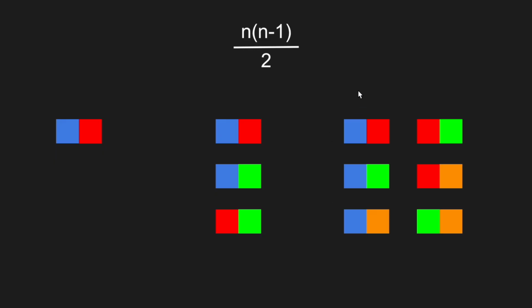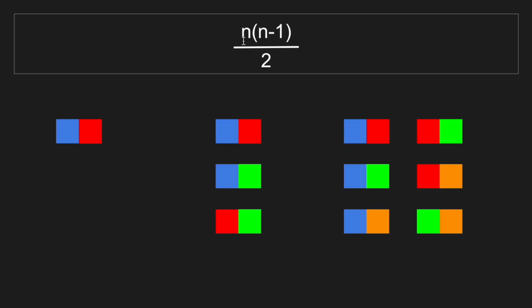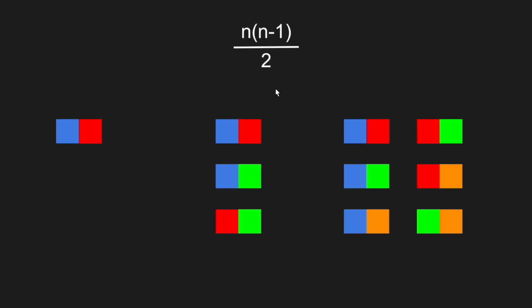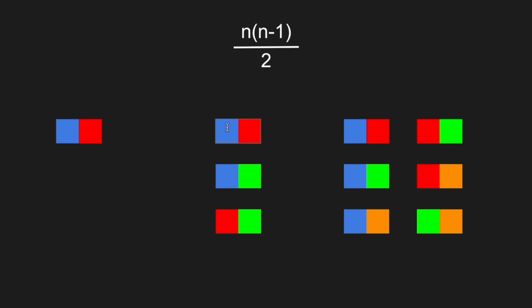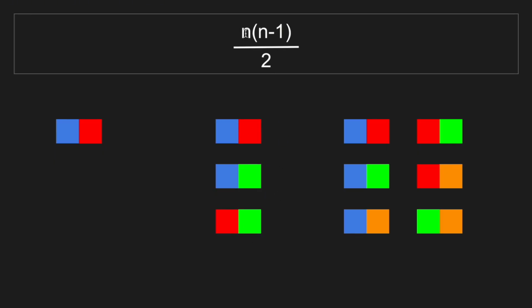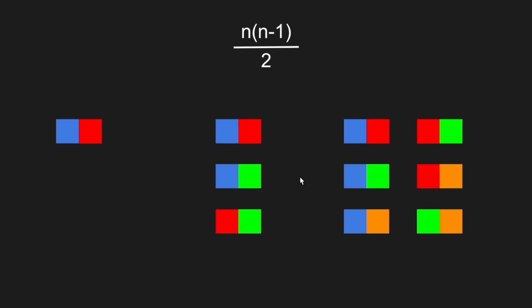Now, to solve this problem, we will be using this formula, which tells us the number of pairings we can make. So let's say if we only have one color, then we cannot have any pairing. So 1 times 0 divided by 2 will be 0. Now, let's say we have 2 colors, red and blue, for example, then we can make one pair. And as we can see, 2 times 1 divided by 2 is equal to 1. If we have 3 colors, so let's say blue, red, and green, then we can make 3 pairs. 3 times 2 divided by 2 will equal 3. And if we have 4 colors, then we can make 6 pairs. 4 times 3 divided by 2 will equal 6.